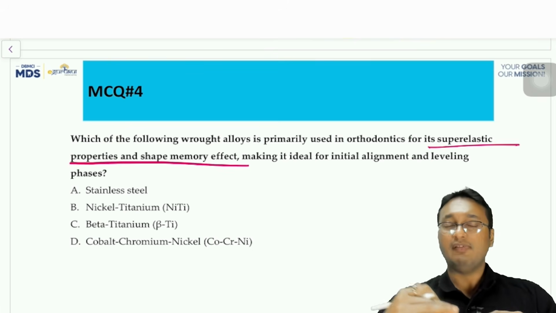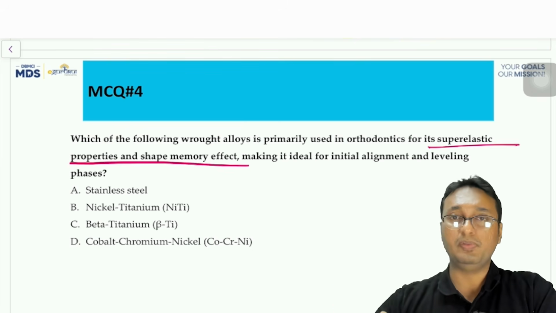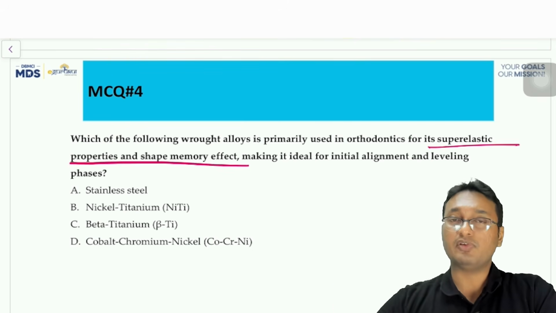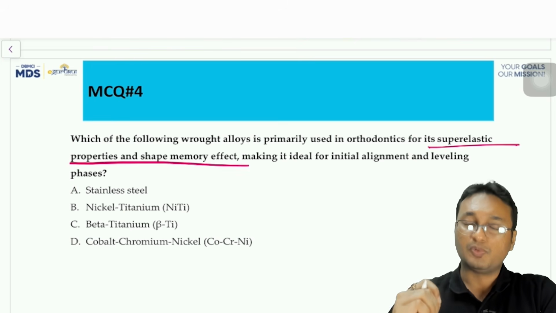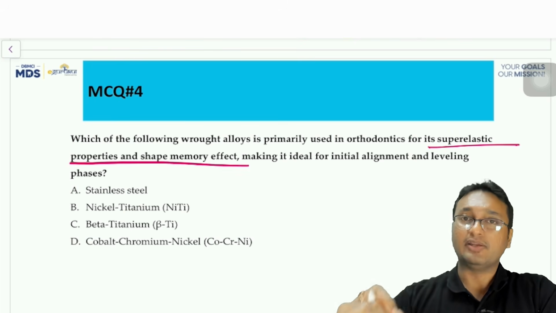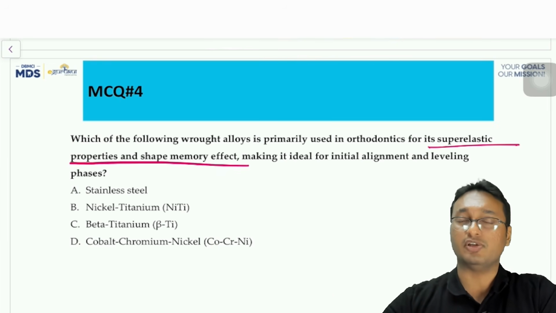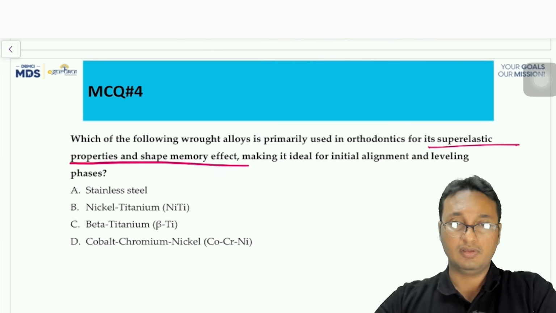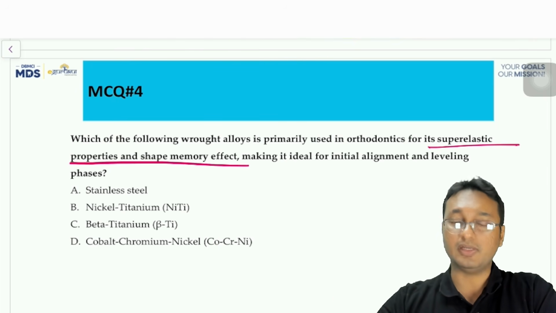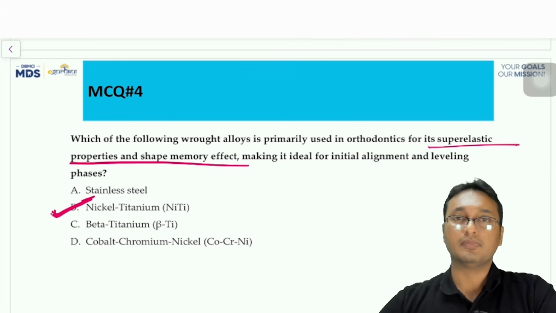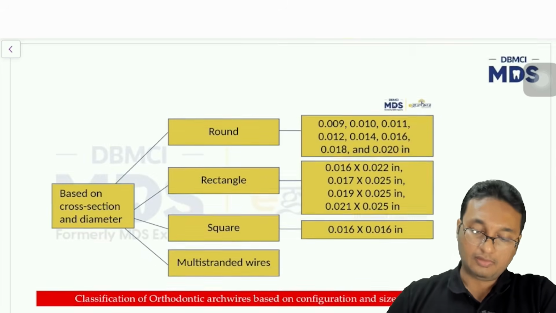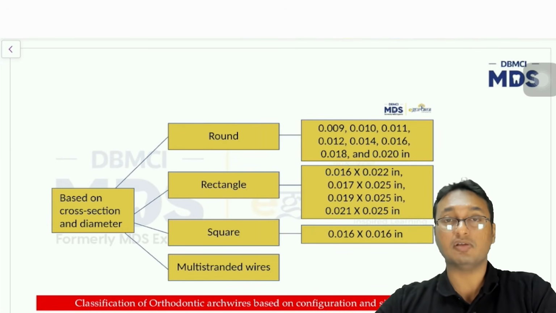So there is always a sequence of arch wires which have to be used in orthodontics. First, we have to use flexible, thin wires to provide lesser magnitude of forces, but for a longer duration. That is the objective, right? So that property of superelasticity and shape memory is exhibited by none other than nickel titanium. Okay, so this is what the classification of orthodontic arch wires is.